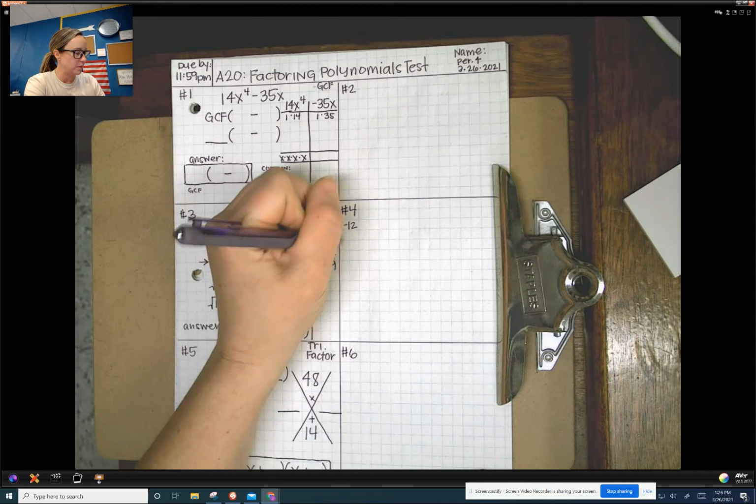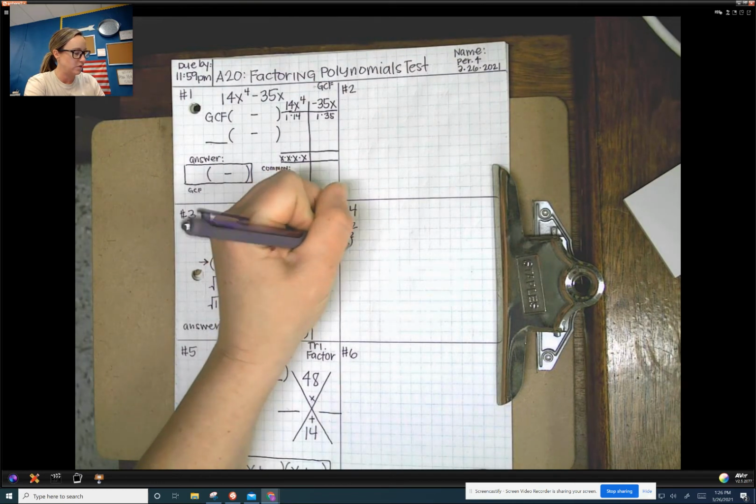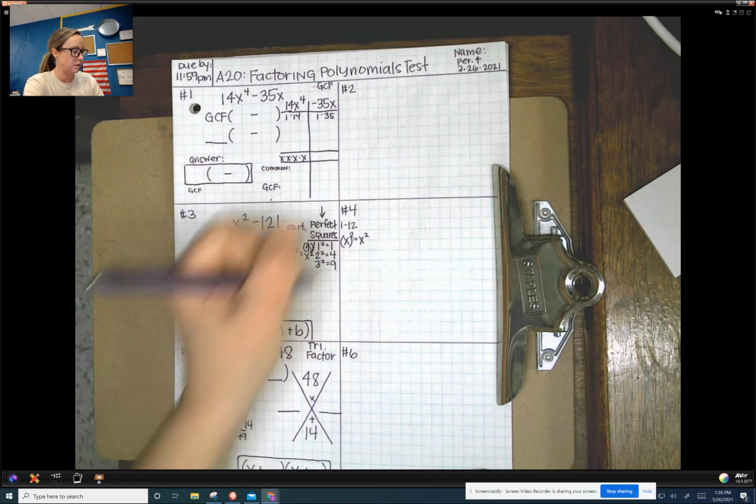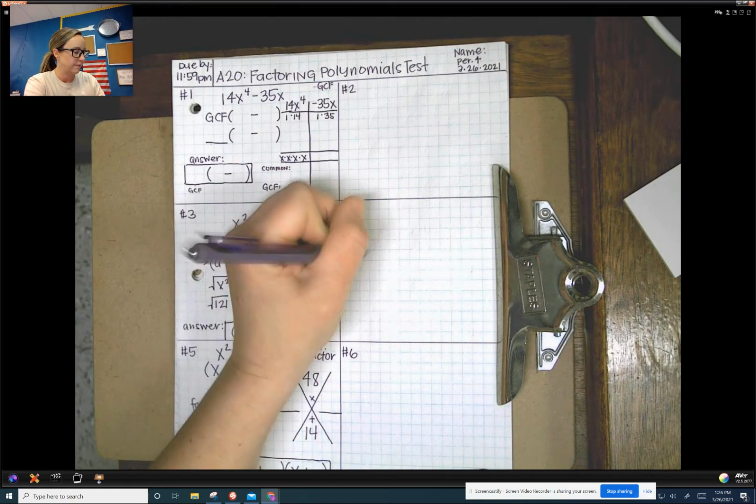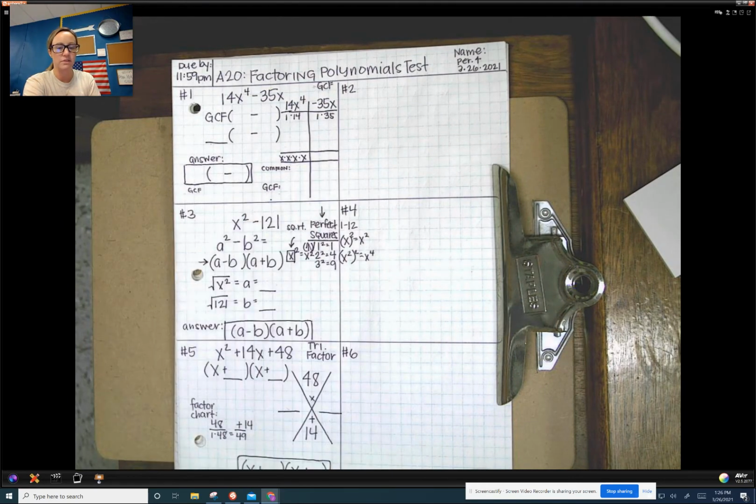You also need to show me that if you just squared the letter x, it would be x squared. You can also show me that if you squared x squared, that would give you the perfect square of x to the fourth. So show me that you know what a perfect square is.